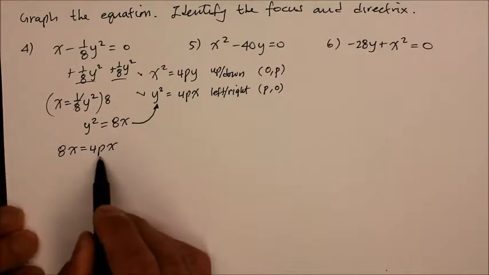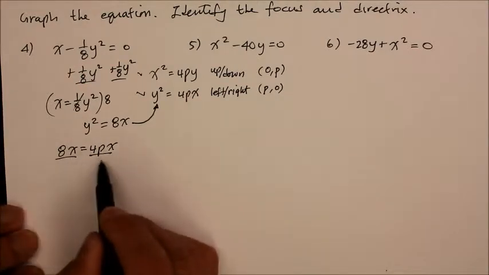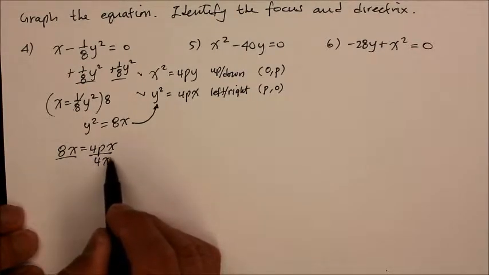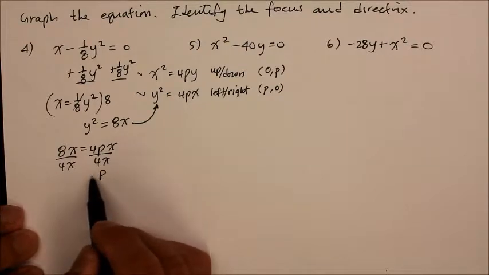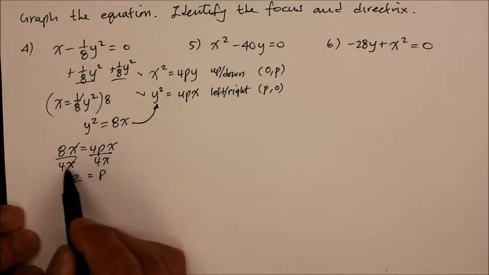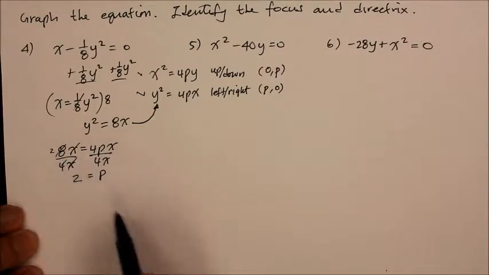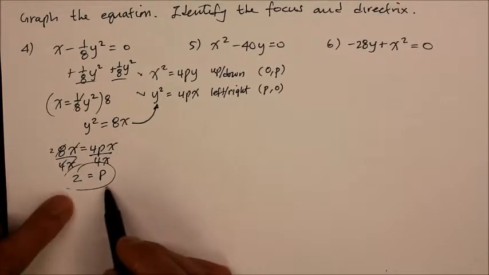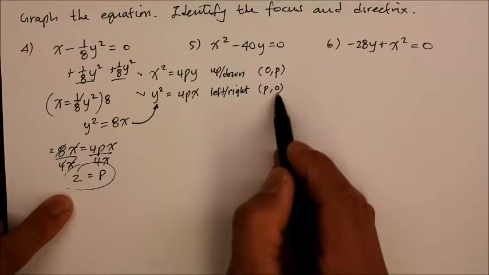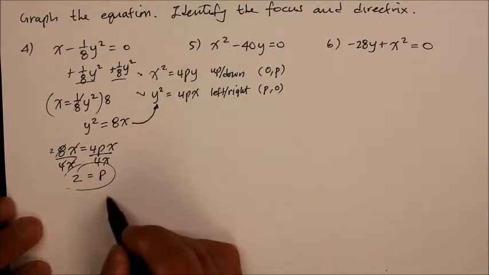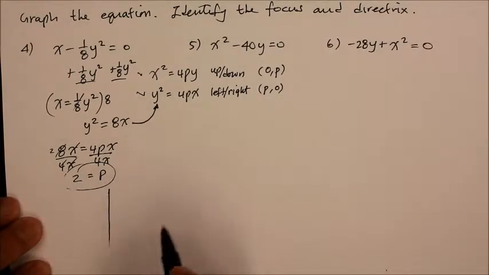Now we're going to solve for p by dividing both sides of the equation by 4x. So on the right side, we end up with p. On the left side, we end up with a 2. The x's cancel, and 4 reduces the 8 to 2. And how do we put that in coordinate form for the focus? Remember, it's written as p and the y is 0.